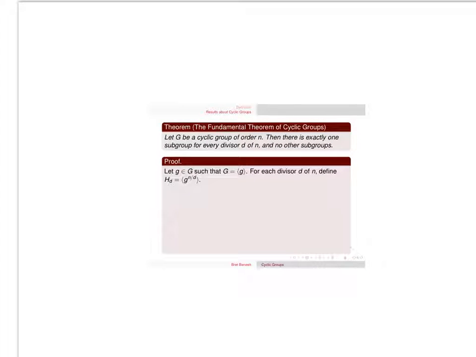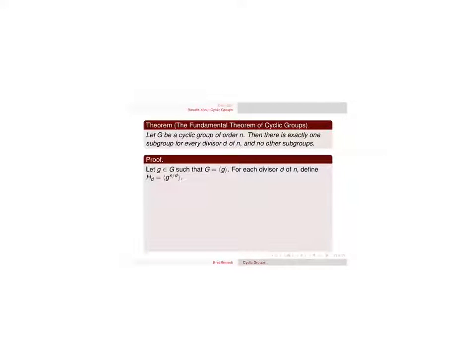So I'm going to let little g be a generator of big G. And then for every divisor d, I'm going to define H sub d to be the subgroup generated by g to the n over d. So in other words, if I have G equal to maybe Z6, which is equal to 0, 1, 5, that's barely legible. I'm sorry.